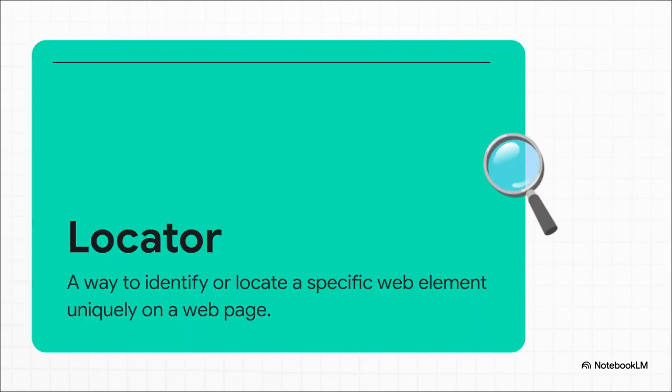So, what even is a locator? Honestly, the best way to think about it is like an address. Just like you punch a street address into your GPS to find a specific house, a locator gives your script the exact coordinates for a button, a link, or a text box on the huge, sprawling map of a web page.